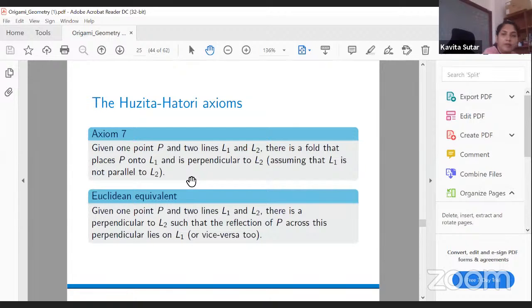And the Euclidean equivalent of this is the statement that given a point P and two lines L1 and L2, there is a perpendicular to L2 such that the reflection of P across this perpendicular lies on L1. If I take the reflection of P across this line, then it is this point on the line L1 here. This is the Euclidean equivalent statement of the seventh axiom. I hope you had some fun exploring these axioms.